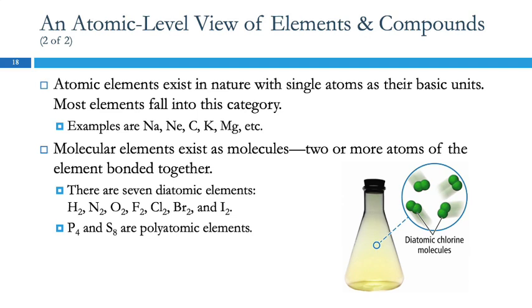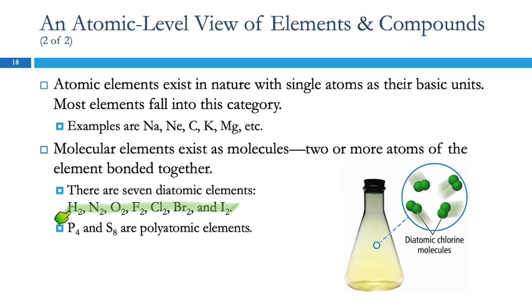So most elements are atomic. They have single atoms as their basic unit, but there are also molecular elements. They've got two or more atoms of the same element bonded together. So there are 7 diatomic elements. These are diatomic because they have 2 atoms in their molecule.